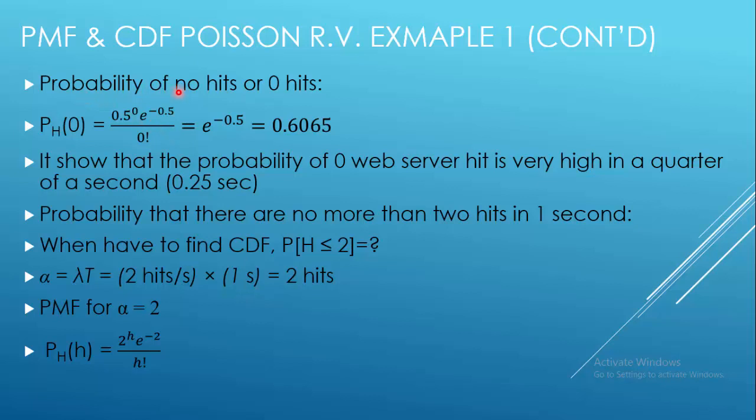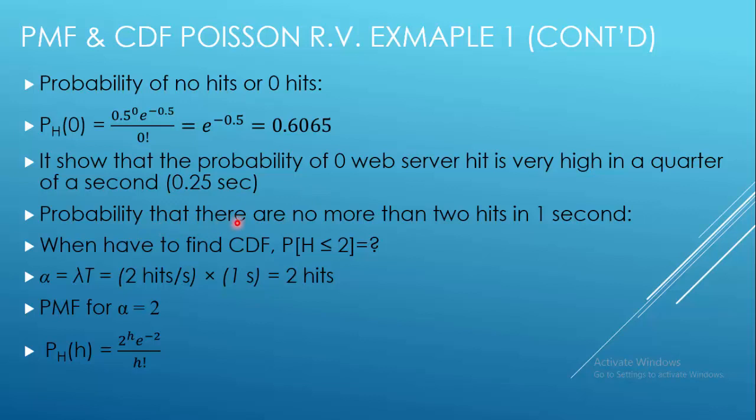So the probability of no hits or 0 hits is equal to 0.6065. It shows that the probability of 0 web server hits is very high in a quarter of a second.